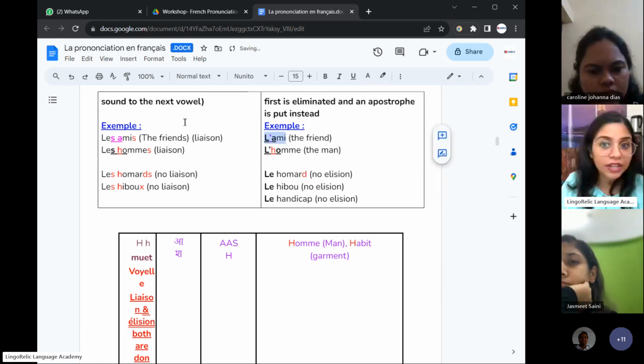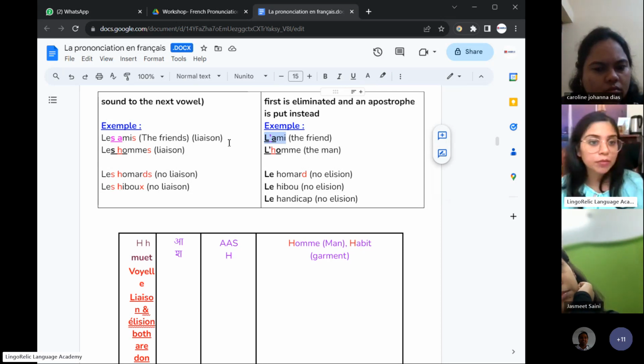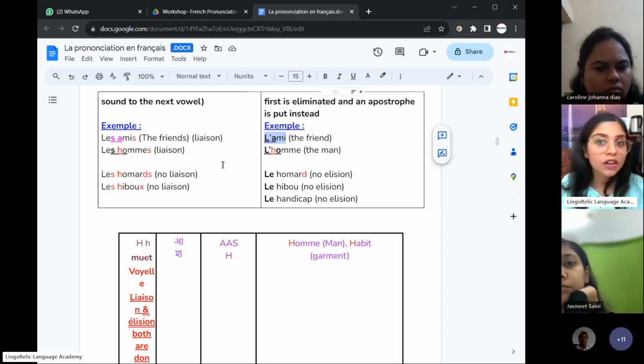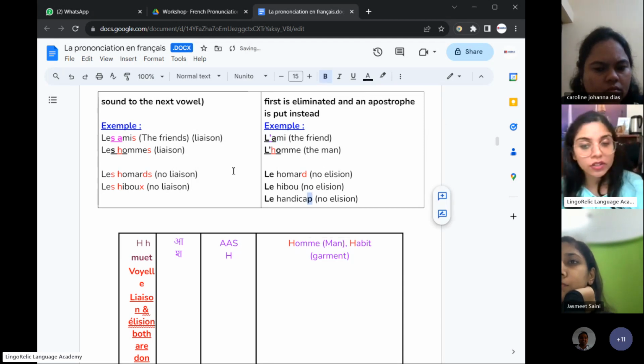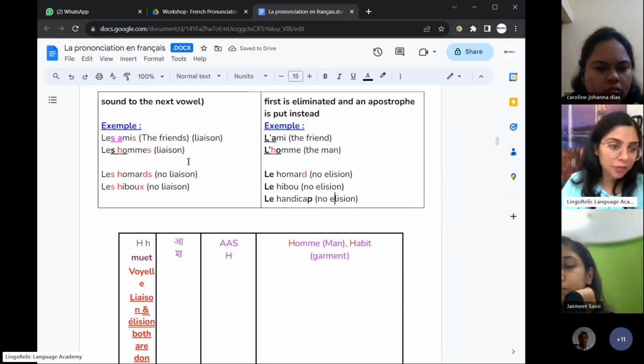But here you were doing lami and lom because this is not ash aspire, this is ash mue, mute. Le ibu and le handicap. The P is sounded here, le handicap. So you can't say lhandicap.